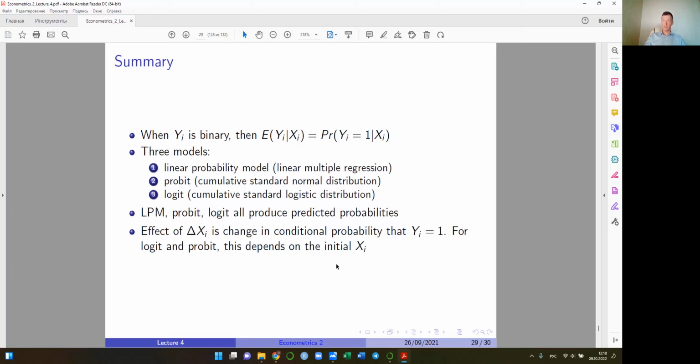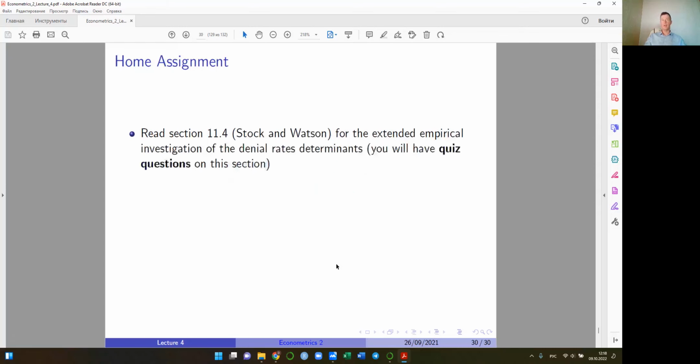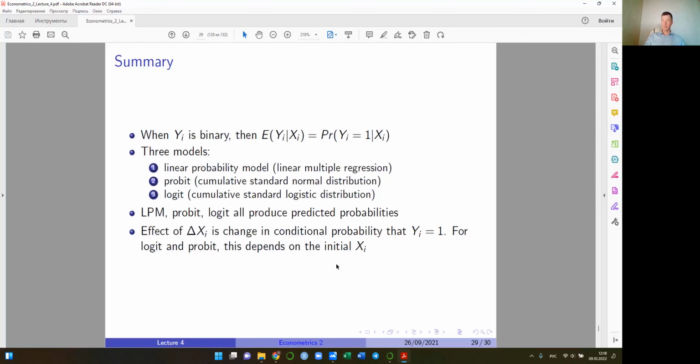So the causal effects are interpreted in a way that a change in x leads to a change in the probability that y equals 1. And yes, for nonlinear models, this causal effect depends on the initial level of x. For the linear probability model, it is not the case.